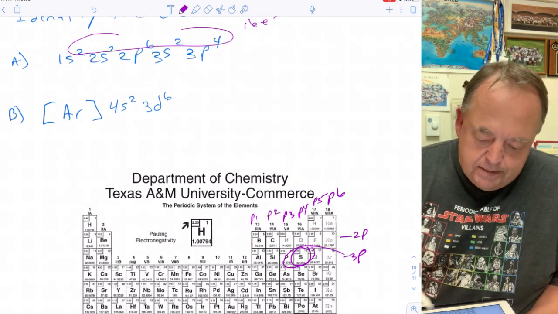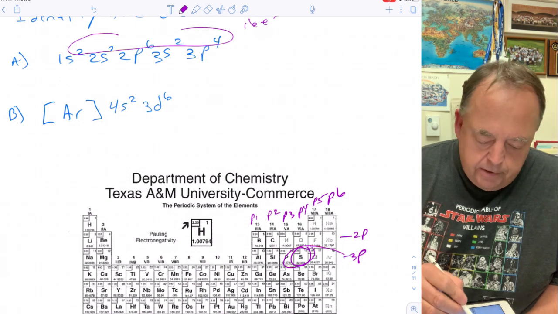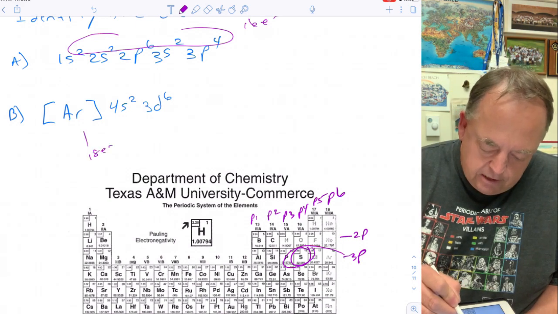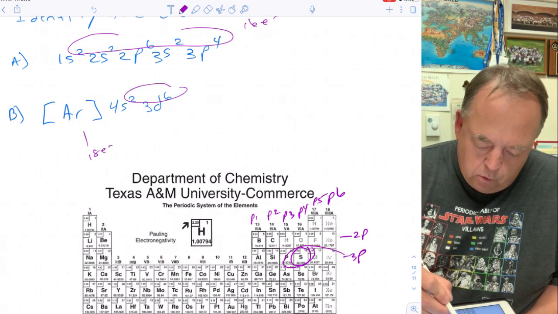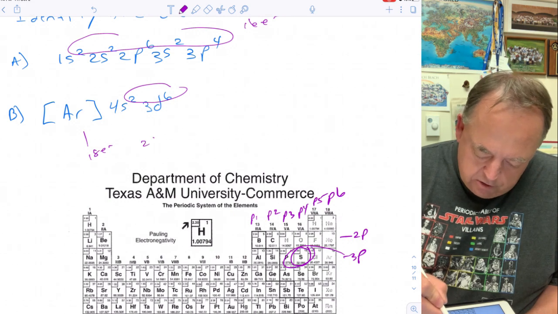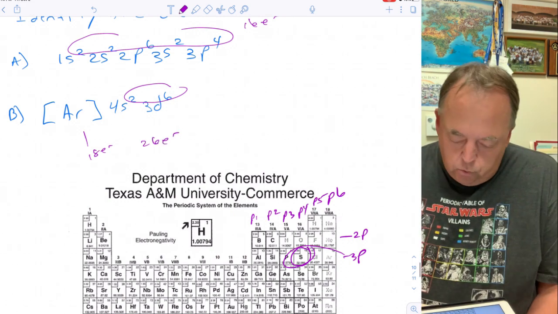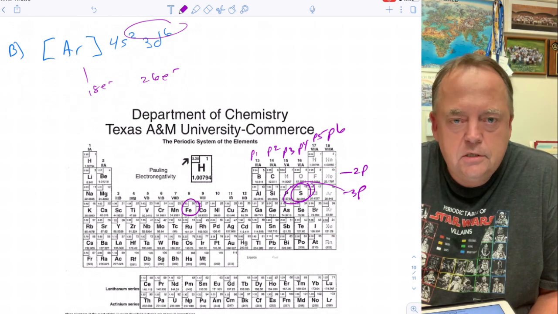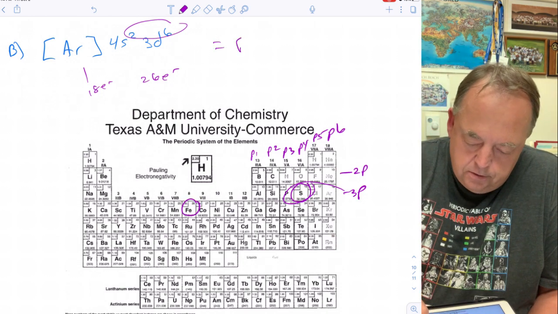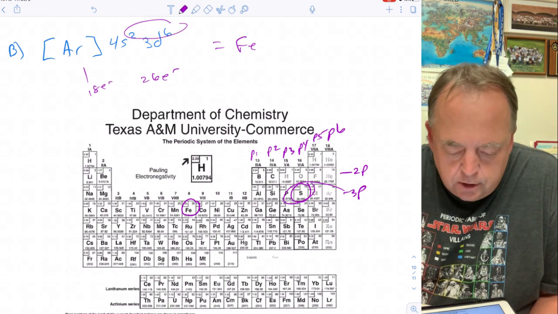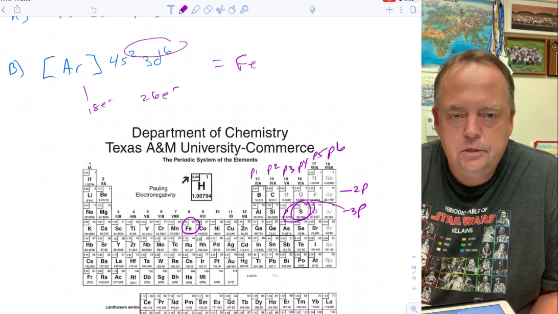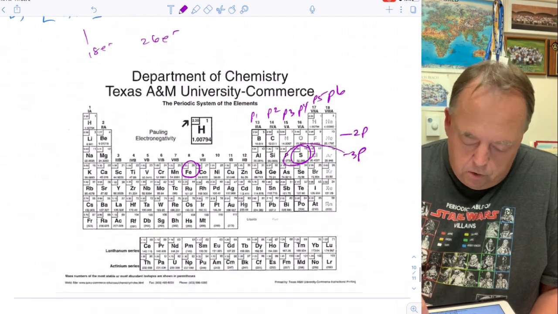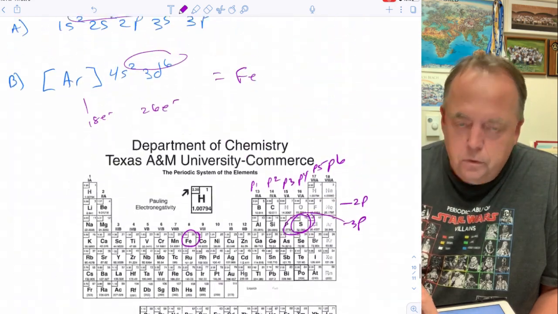Okay, and then lastly, what is this element? So argon, so that's 18 electrons plus 8 more. So that would be 26 electrons. So what is that going to be? 26 electrons. So I'll look for atomic number 26. So that would be iron. So that would be iron's electron configuration using shorthand notation. Okay, whew, that was long. So we will stop there.